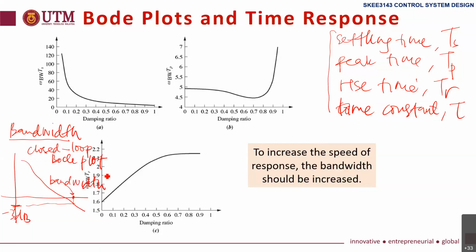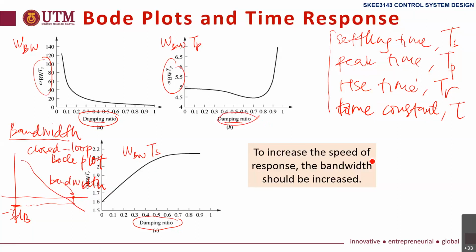So the graph here shows omega bandwidth multiplied with TS versus damping ratio. This is omega bandwidth multiplied with TP, and this is bandwidth multiplied with TS, all versus damping ratio. Again, you do not have to memorize it; if we ask, we will give the graph.